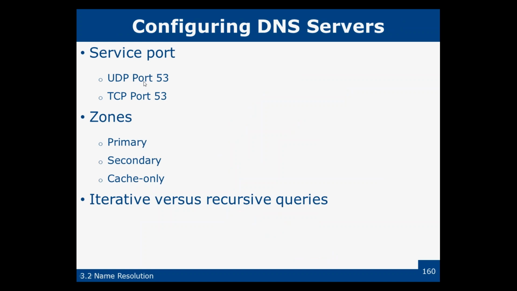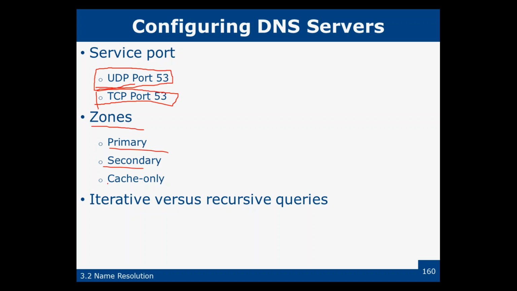Service ports, UDP, port 53. We have two different things that can happen in DNS. The UDP port is used for the name lookups. What's the address of www.yahoo.com? TCP port 53 is used to transfer the database, and this is called a zone transfer, because we have different zones in this thing.